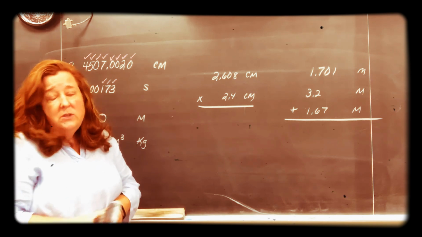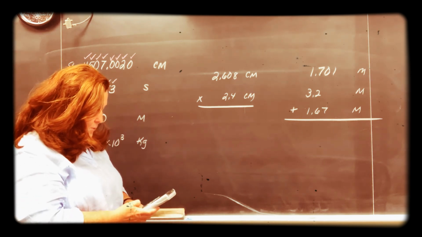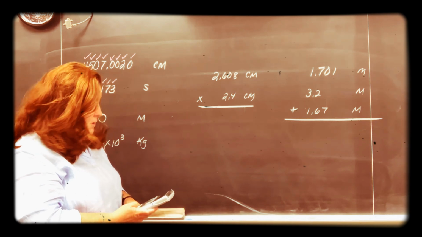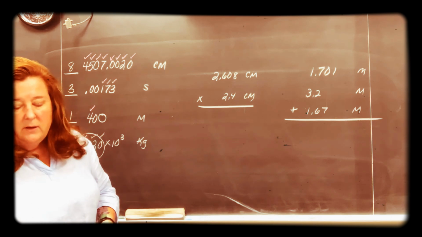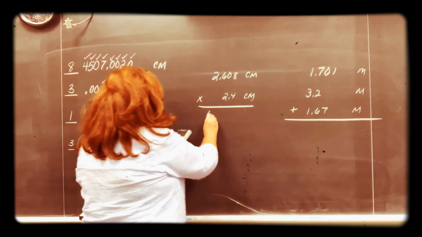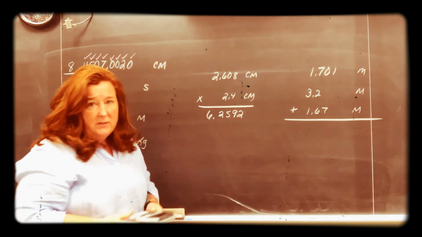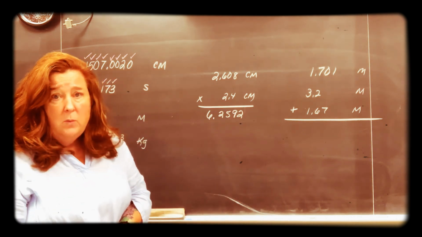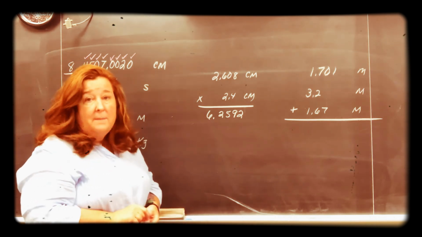The first thing you do is you just do the math. So you get your calculator and you have 2.608. You multiply it by 2.4. And my calculator gives me an answer of 6.2592. That's too many significant digits. Whatever I did measurement-wise was not this precise. So I need to figure out how can I round my answer.